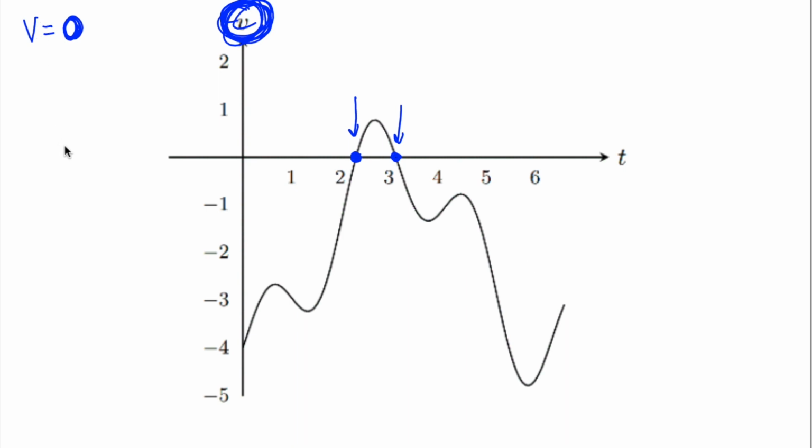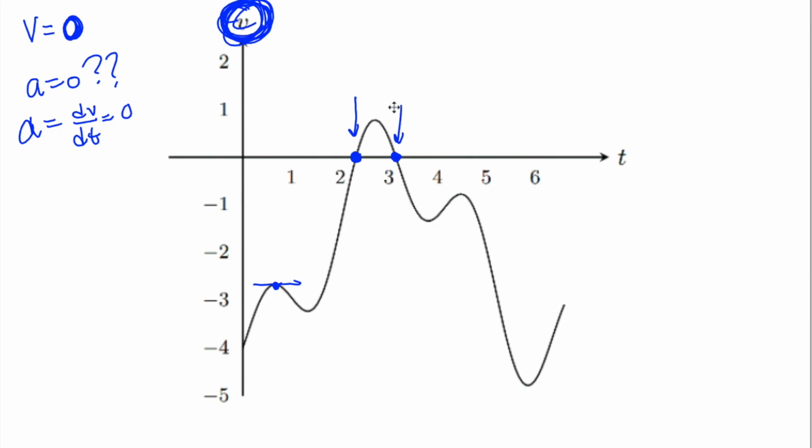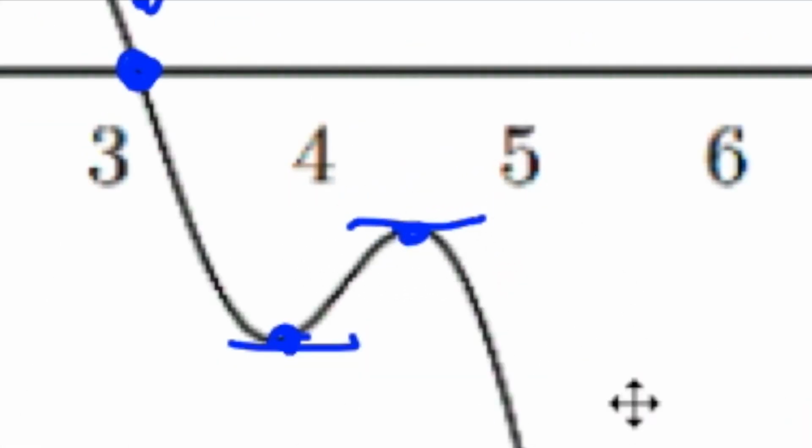Great. Now, what if I say, find when the acceleration is 0. So when is the acceleration 0? Remember, acceleration is the derivative of velocity, dv dt. So that is going to be when the derivative equals 0, or when the rate of change of velocity is 0. The slope equals 0. Oh, look at that. That's right here. Right here. Right here. Right there and right there.